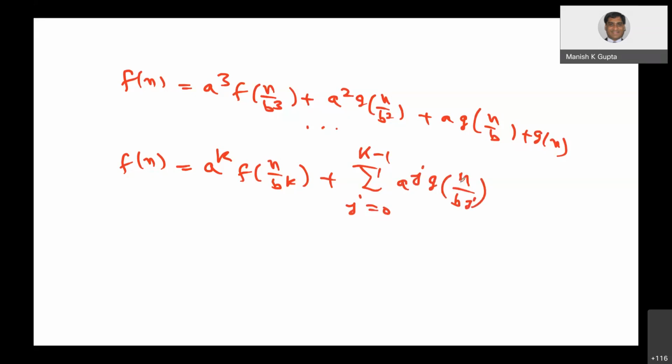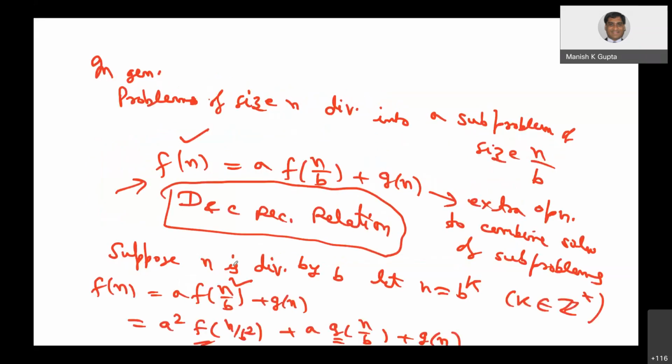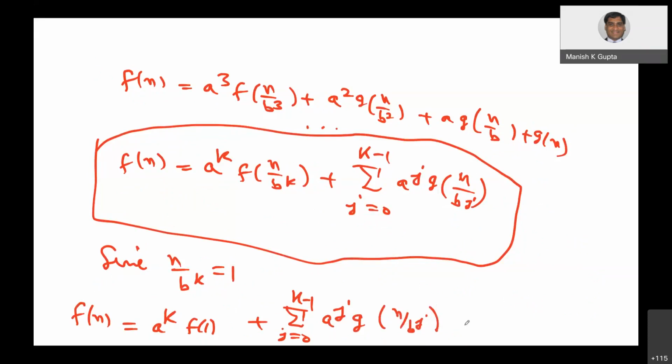Right. So this is our final relationship after iteration. Now, since n by b raised to power k is equal to 1, we have assumed, we can do some simplification here. In this case, we can write f of n is equal to a raised to power k f of 1 plus summation j equal to 0 to k minus 1 of a raised to power j g of n divided by b raised to power j. Okay. So this is the final result when n is equal to b raised to power k.